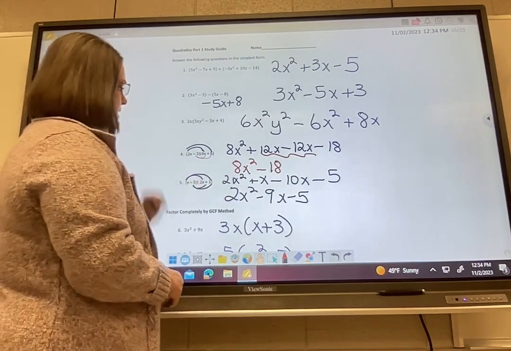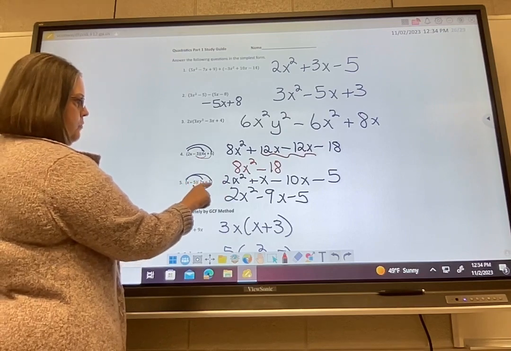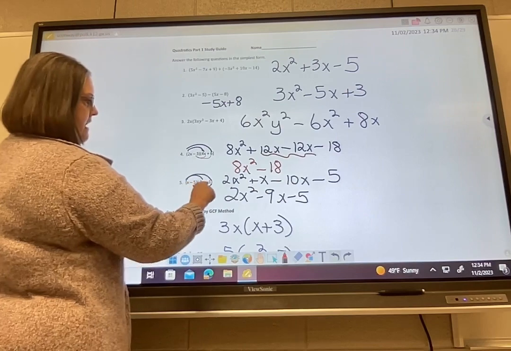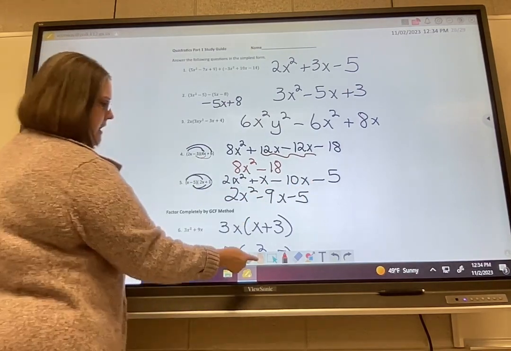Then I do the same thing on this one. X times 2x, 2x squared, x times 1x. Negative 5 times 2x is negative 10x, and negative 5 times 1 is negative 5. Add your like terms, and you get that.